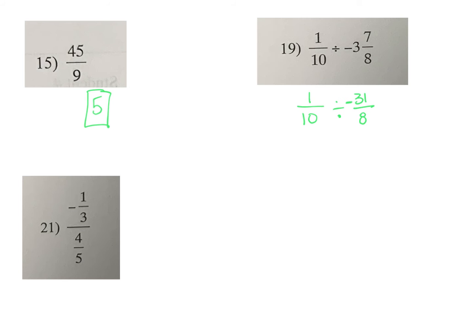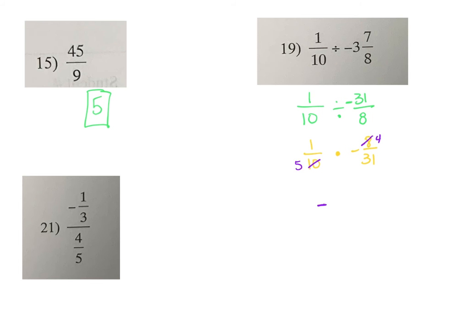And now I can keep, change, flip. 1 over 10, keep it. Change this to multiplication, and then 8 over 31, which is negative. Now, I do want to decide if my answer is going to be positive or negative. Is my answer positive or negative here? Negative. It's negative because I have one positive and one negative. And then I can cross cancel. What goes into 8 and 10? 2. So I can say 4 and 5.